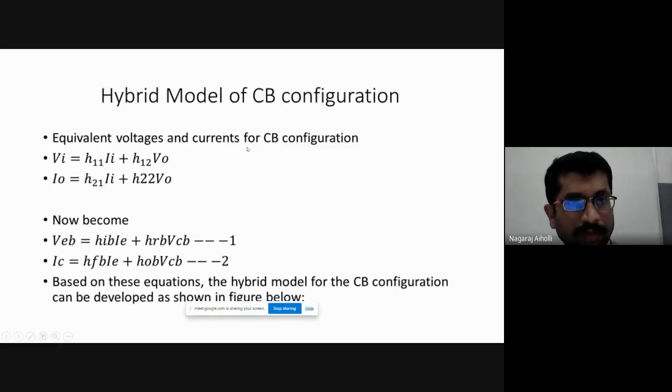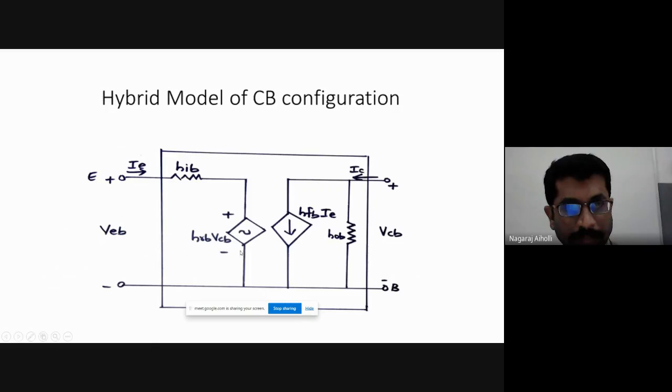Then coming to the hybrid model of common base configuration, the fundamental equations are Vi is equal to H11 Ii plus H12 V naught, I naught is equal to H21 Ii plus H22 V naught. Here the base is common, right? Input is applied to the emitter terminal, and input current is IE. Output is taken from the collector terminal. Output current is IC. Input voltage is VEB, input current is IE, output current is IC, and output voltage is VCB.